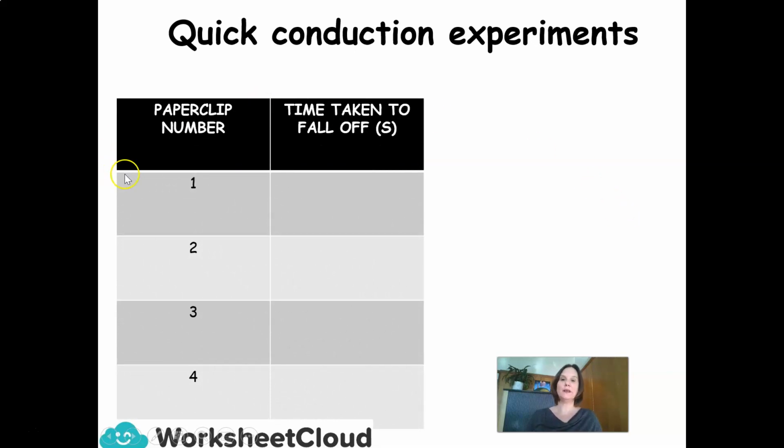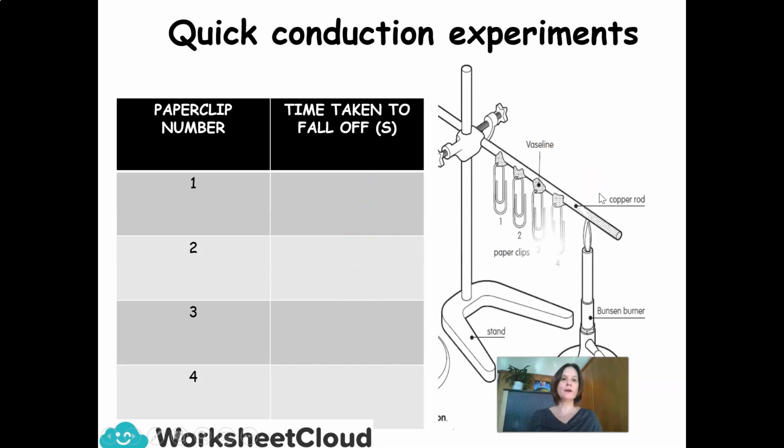You would have your piece of paper with your paperclip numbers in table form like this, and you would record the time taken for each paper clip to fall off, generally in seconds. Okay, so there you have your experiment again.